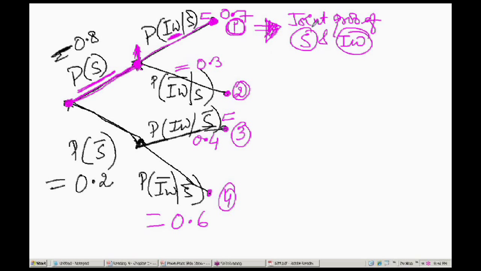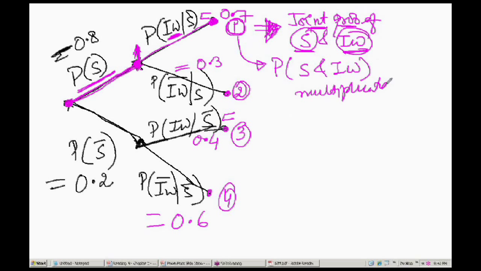So this is trying to signify the joint probability of Sachin playing and India winning. So we can say this is the probability of Sachin playing and India winning. So this node 1 signifies Sachin playing and India winning. Now for this joint probability, we have a rule which is called the multiplication rule.